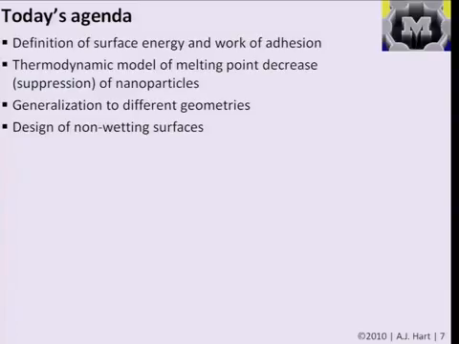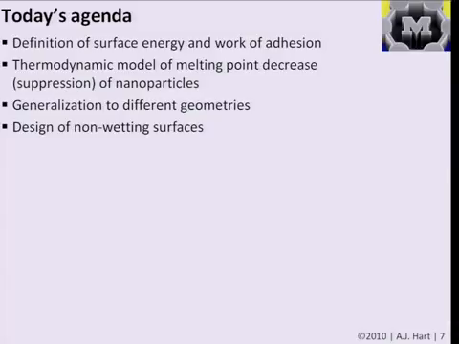So we'll go through a definition of surface energy and work of adhesion, and then we're going to use that to build a simple thermodynamic model of the melting point decrease of a nanoparticle. And the idea is that because a nanoparticle has a lot of surface, and free surface is essentially unsatisfied bonds, it melts at a temperature that's significantly below that of the bulk. And you need to get to pretty small nanoparticles, but you can have, for example, a nanoparticle of gold or of iron that melts at, say, 60 or 70%, or maybe even less, of the melting temperature of the bulk material.